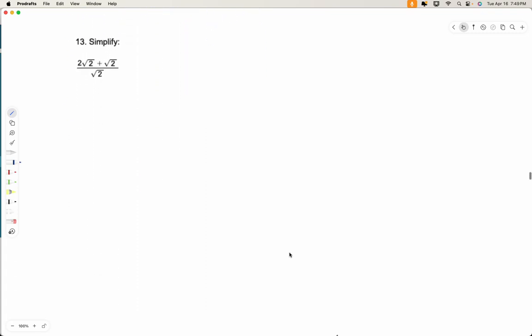Okay, now we're going to simplify. And in order to simplify, we're going to multiply. We don't like a radical in the bottom. So we're going to multiply by square root of 2 over square root of 2. So I'm going to do each term separately. 2 times square root of 2 times square root of 2. Well, square root of 2 times square root of 2 is just 2. So 2 times 2 is 4, plus square root of 2 times square root of 2. That's 2. 4 plus 2 is 6. Divided by 2 equals 3.